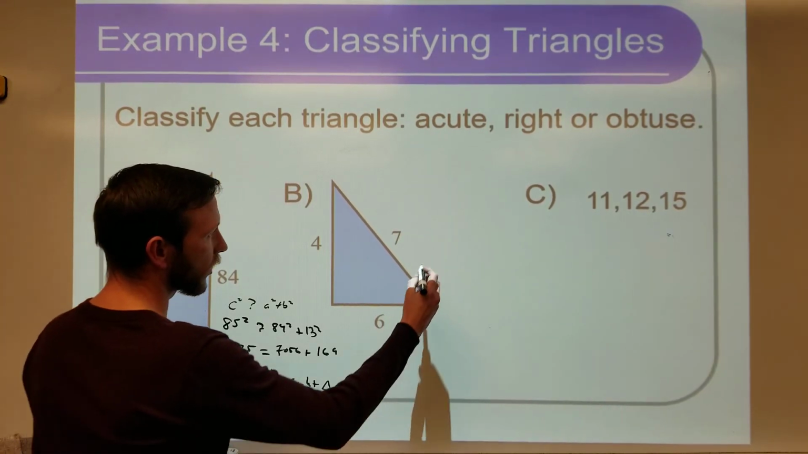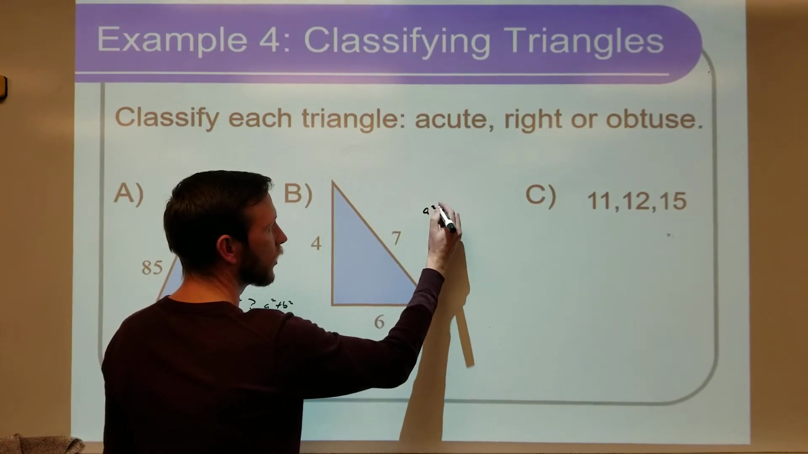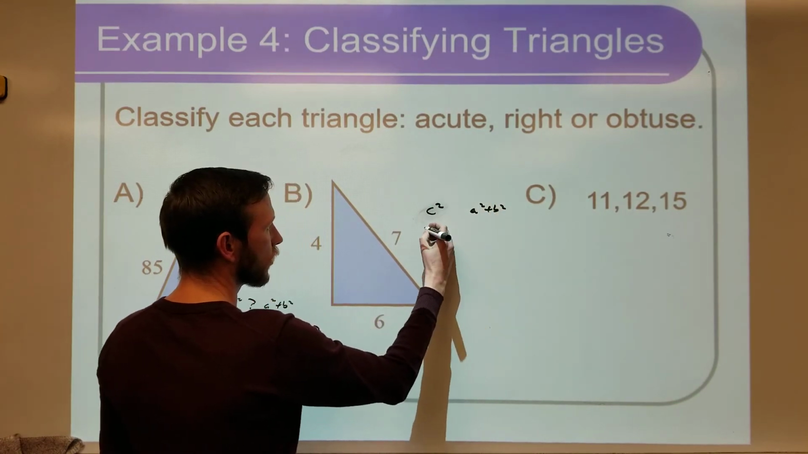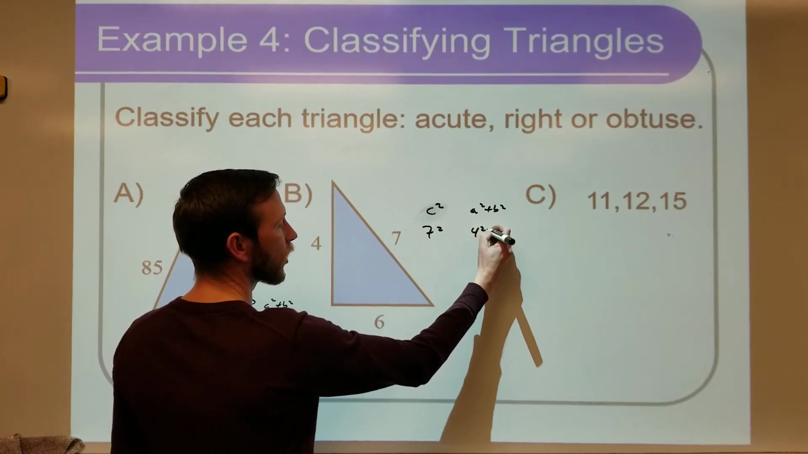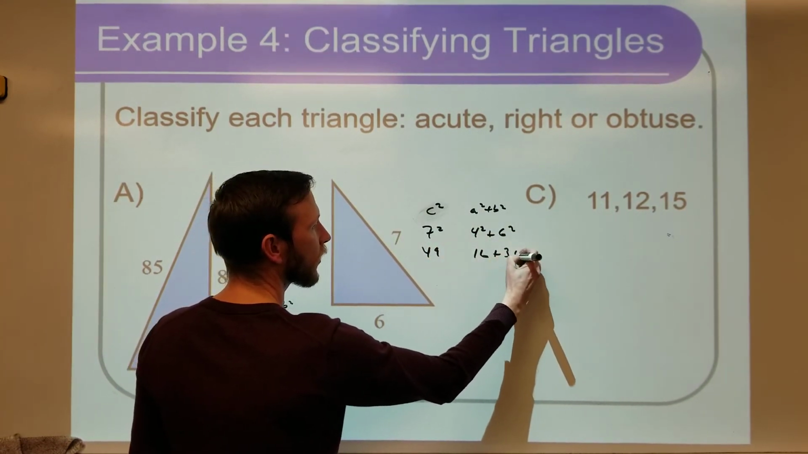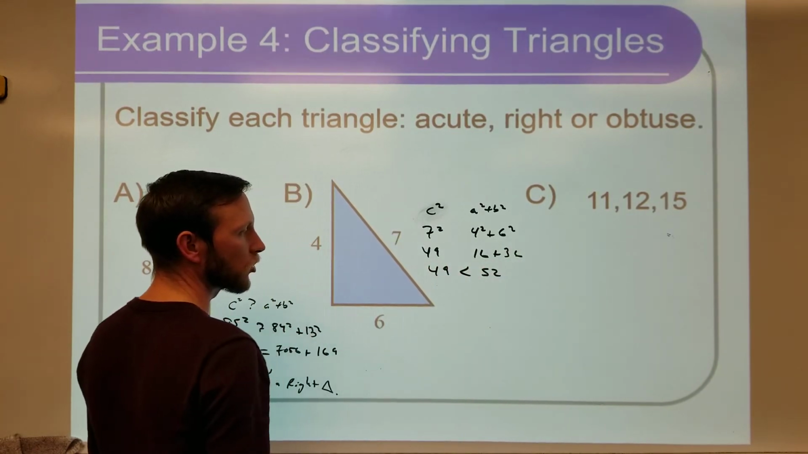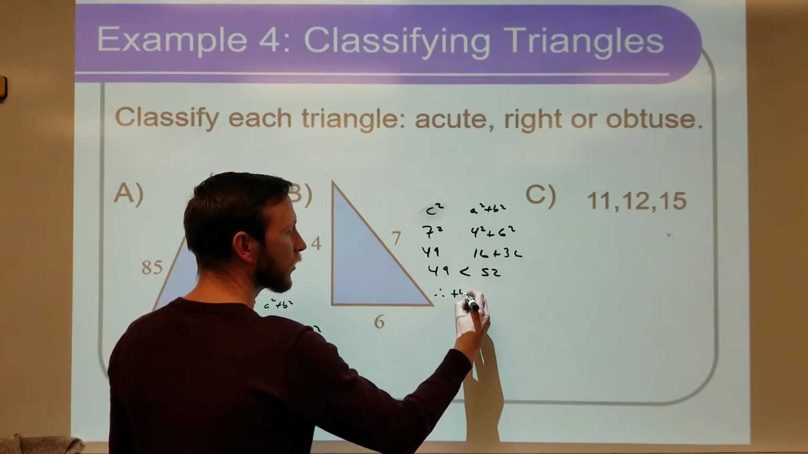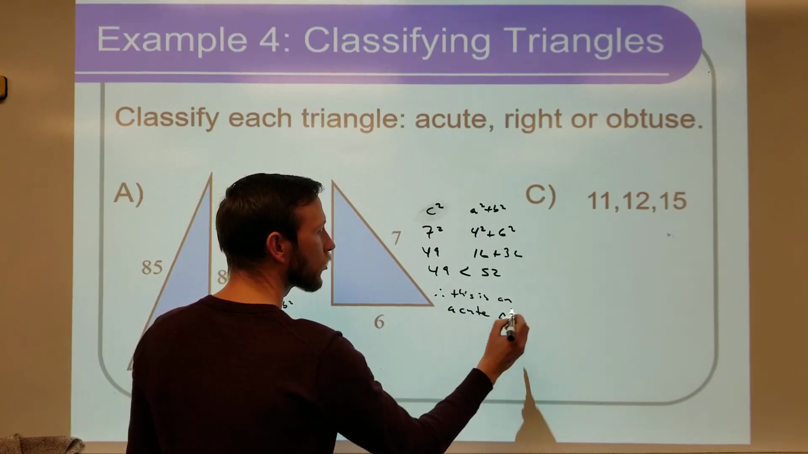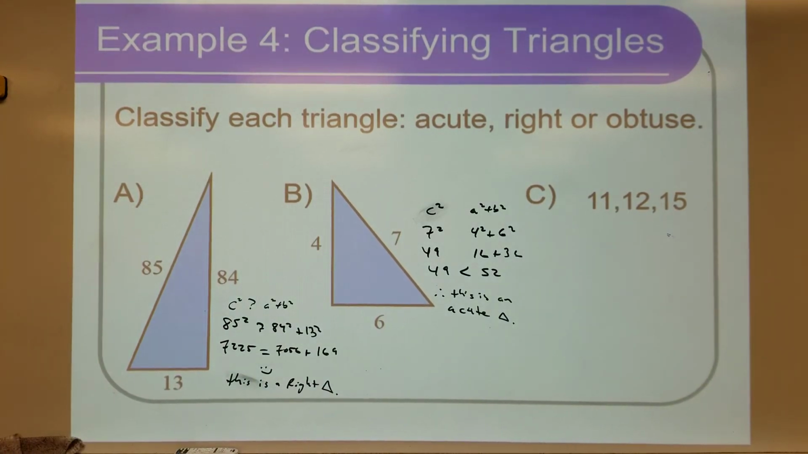On the other end, this one's not going to work out. We know that, but we can at least pretend that we're engaged with it. What is the relationship between c squared and a squared plus b squared? So 7 squared compared to 4 squared and 6 squared: we have 49, we've got 16, we've got 36. When I add these up, I find out that 49 is less than 52. Therefore, this is an acute triangle, because c squared is less than a squared plus b squared.